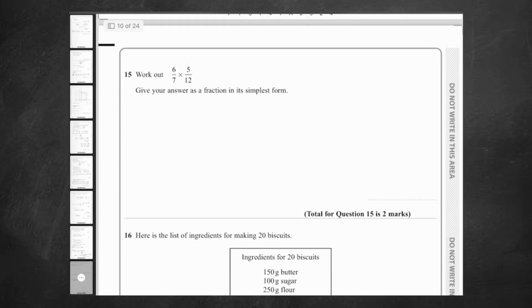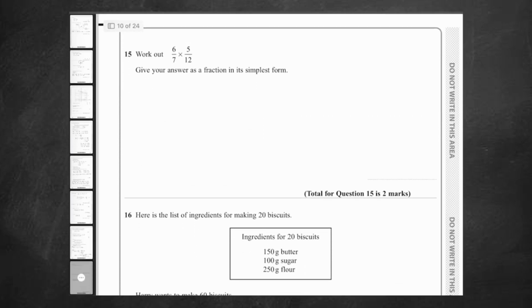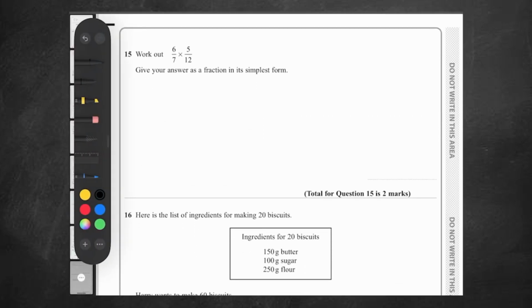Moving on. Question 15. Work out 6/7 times 5/12. Give your answer as a fraction in its simplest form. So all we have to do here is multiply the two numerators and the two denominators together, just like that. 6 times 5 is 30. 7 times 12 is 84. Now, they want this in the simplest form, so let's simplify this down.